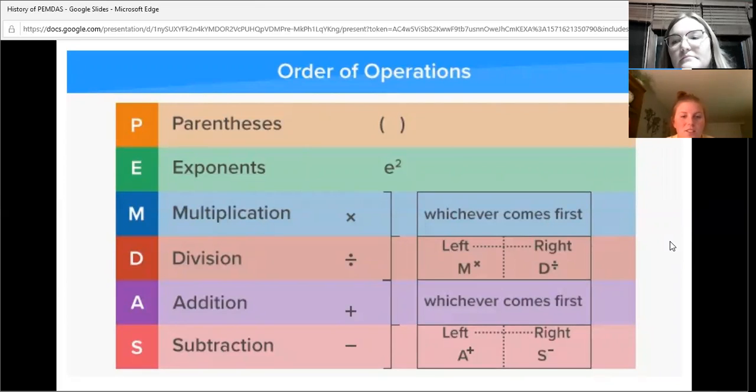So this is just a reference guide, a graphic that we found explaining PEMDAS and how it shows that if you have multiplication or division, or addition or subtraction, like we said before, it's whichever comes first, left to right. As we read left to right, it would be the same order.